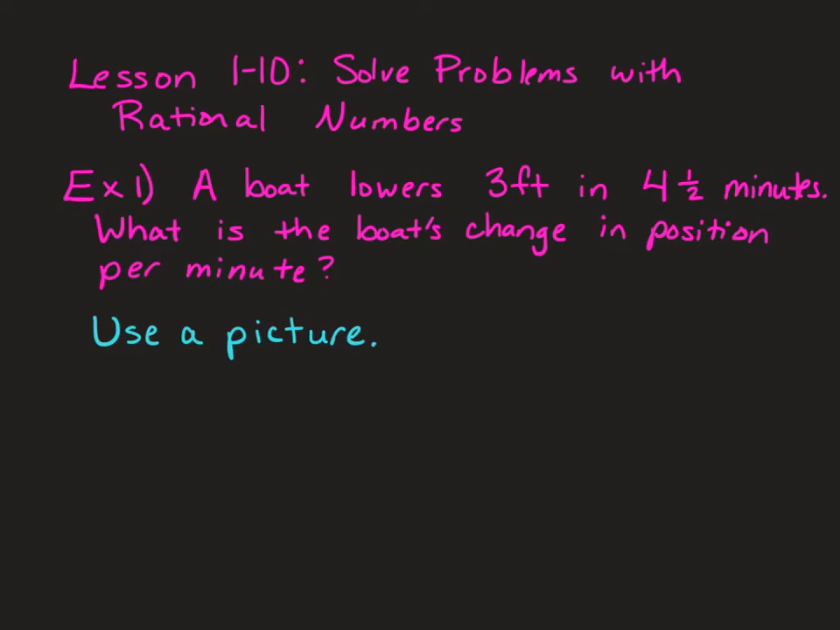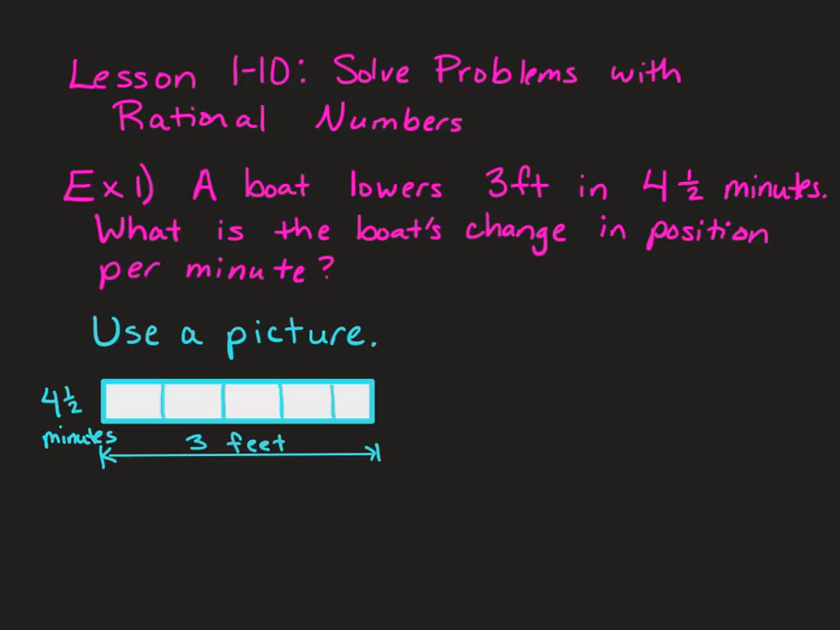Let's use a picture to describe what is happening to help us solve the problem. So using a picture, we know that the boat is lowering 3 feet in 4.5 minutes. So we could look at this as 4.5 minutes and block it off. 1, 2, 3, 4.5. That minutes that covers these 3 feet.